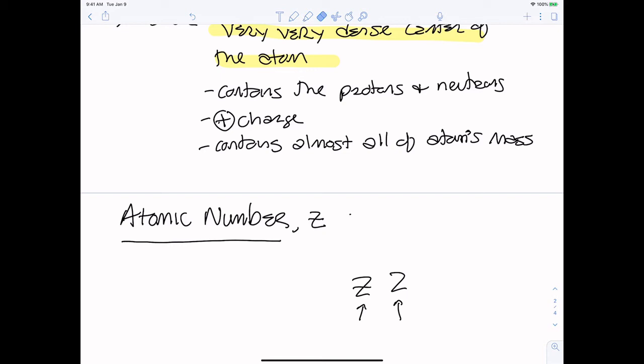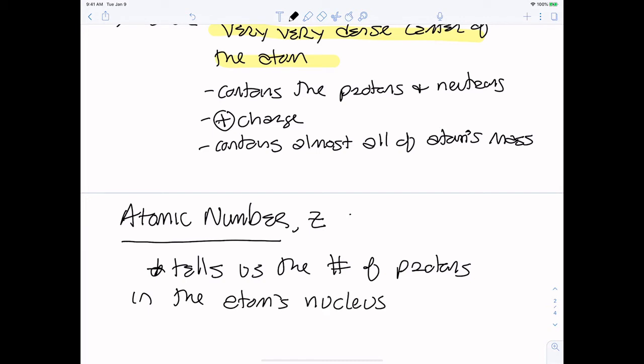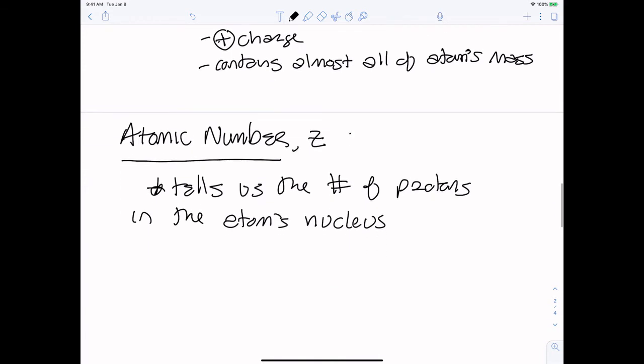So atomic number, abbreviated by a capital Z, this tells us the number of protons in the atom's nucleus. So if it has atomic number of 2, then it has 2 protons in the nucleus, right? If it has an atomic number of 20, it has 20 protons in the nucleus. So my atomic number tells us the number of protons in that atom's nucleus. And if you remember when we were talking about Dalton's theory a few minutes ago, I said the number of protons is what tells us what type of atom it is.